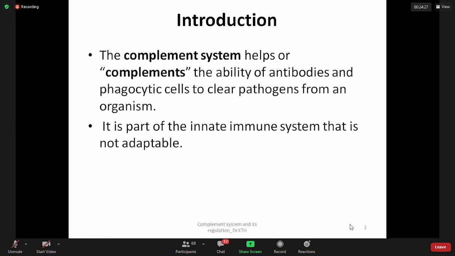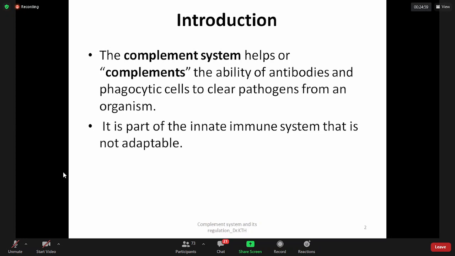The complement system, like the word really is, it only complements the abilities of our antibodies and the phagocytic cells to clear pathogens from an organism. So it means that you must have another way of dealing with an organism, and that this complement system only comes in to add onto what already exists. Whereas the complement system is said to be both innate and adaptive, it's mostly innate in nature.